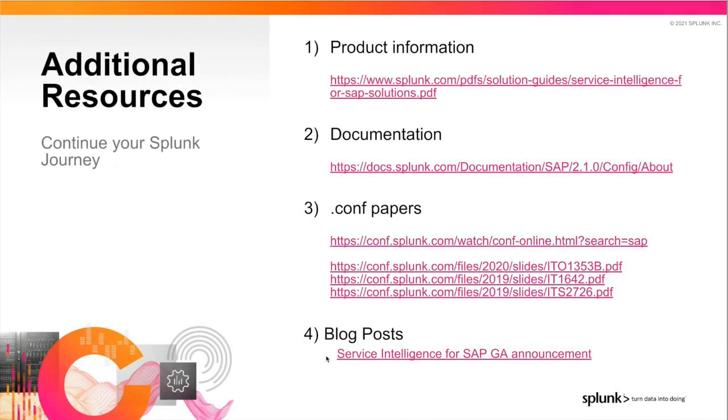Here are some additional resources for monitoring SAP and Splunk. I want to highlight especially the conf papers. These are typically customer sessions held at past user conferences. These sessions show you customer journeys as well as learnings when monitoring large SAP landscapes.